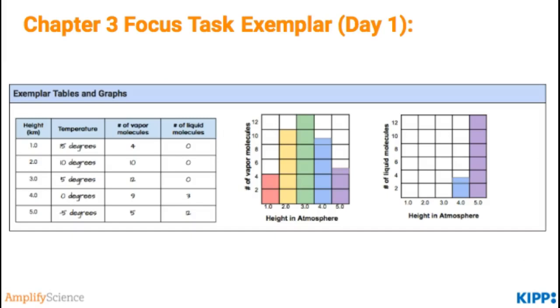Okay, let's see how you did. Keep in mind, the data will look different for each student, but the trends will be on par with this exemplar. We should be seeing that as the air temperature decreases, the number of water vapor molecules decreases and the number of liquid water molecules increases.